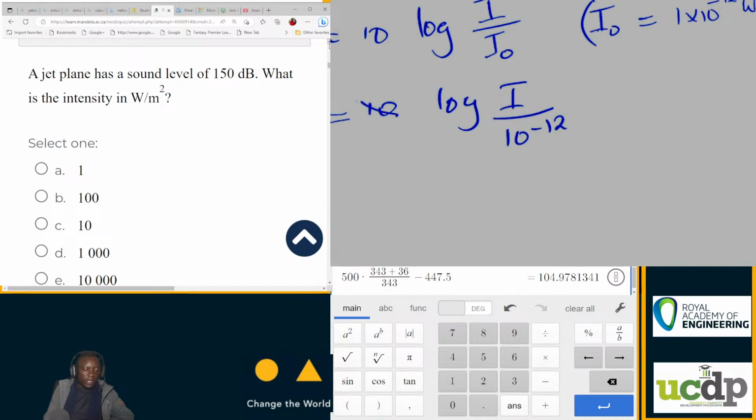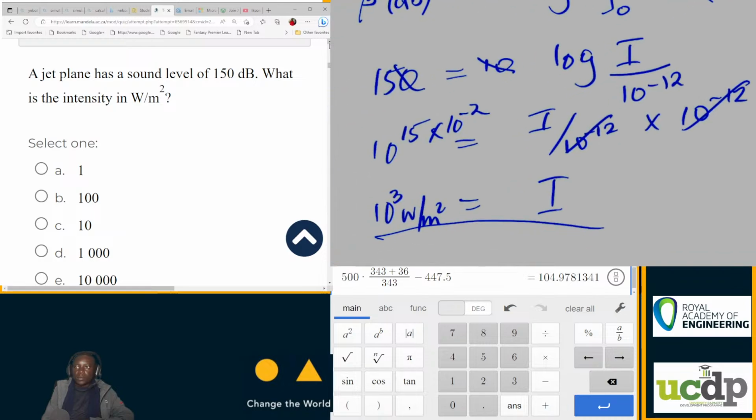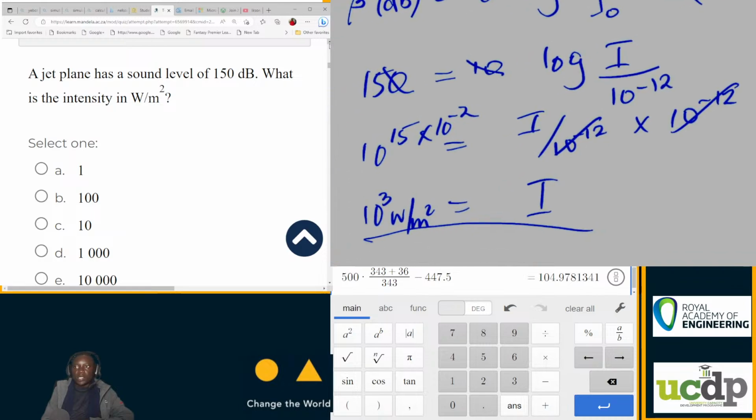So divide by 10, then take the anti-log, 10 to the power 15 is equal to I over 10 to the negative 12. Then multiply by 10 to the negative 12 both sides. This and that cancel. We've got I in watts per meter squared will be equal to 10 to the 3 watts per square meter. So that's 1,000 watts per square meter.